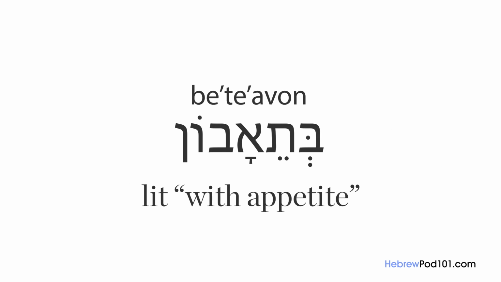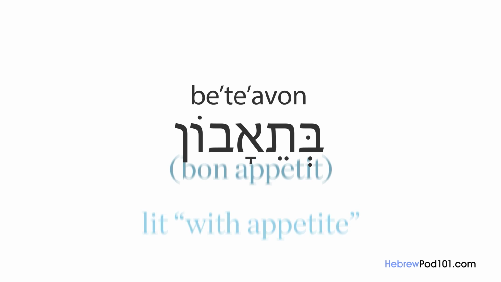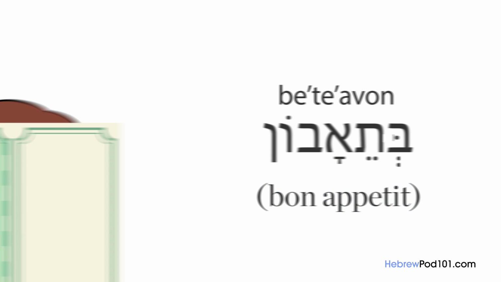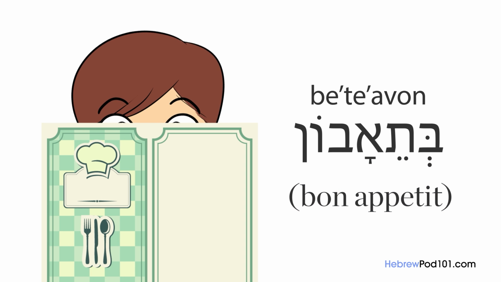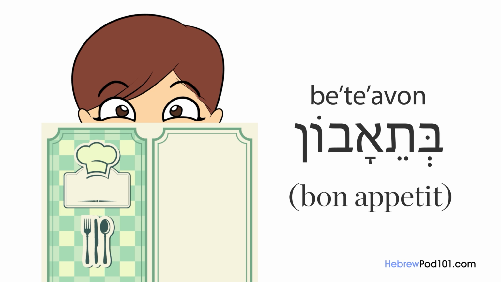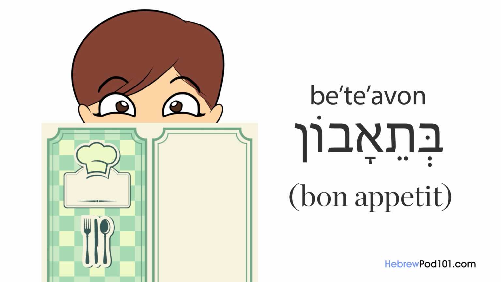The next expression is very useful. It's said a few times every day, בתיאבון. בתיאבון literally means with appetite, and is the Hebrew equivalent of the French bon appétit. You'll hear it from waiters in restaurants and from hosts presenting a dish, and you can use it when eating with other people right before taking the first bite.